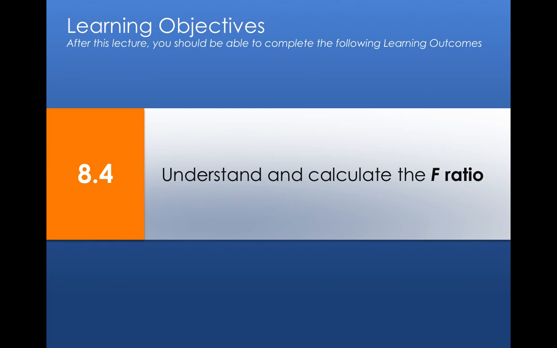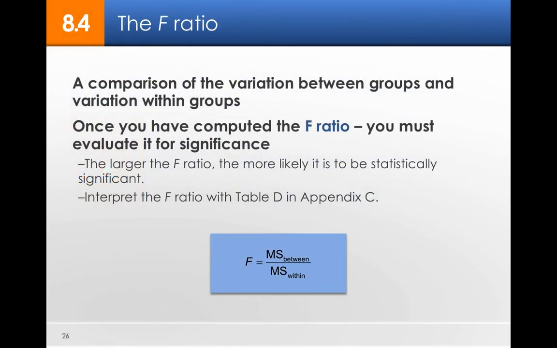Now let's calculate an actual F ratio. Once you've computed the F ratio, we have to look at it to see if it's significant. The F ratio is MS between over MS within. The larger it is, the more likely it is to be statistically significant. We're going to use Table D in Appendix C. If you ever find yourself unable to find these, or you don't have access to the PDFs on Blackboard, you can just Google F ratio table and you'll be able to find it on the internet.